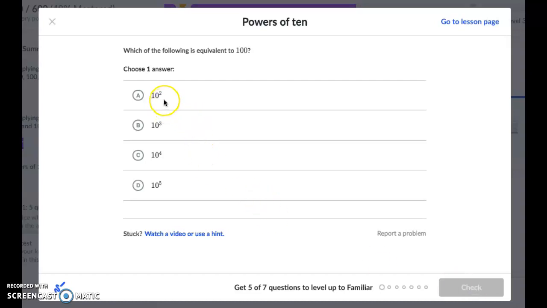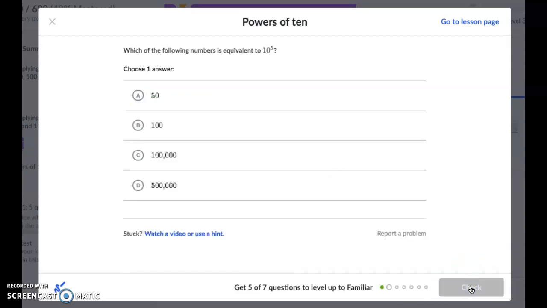So what we need to remember is that 10 to the 2, or 10 to the power of 2, is really 10 times 10. 10 to the power of 3 is really 10 times 10 times 10. 10 to the power of 4 is really 10 times 10 times 10 times 10. And 10 to the power of 5 is really 10 times 10 times 10 times 10 times 10. So it's telling you how many tens there are. So we know that 10 times 10 is 100. So 10 times 10 is also the same as 10 to the power of 2.